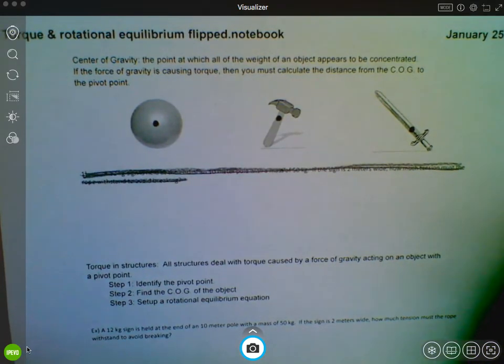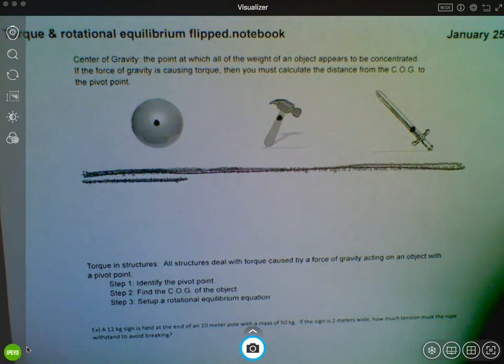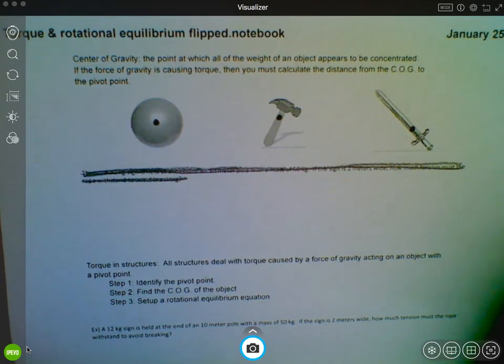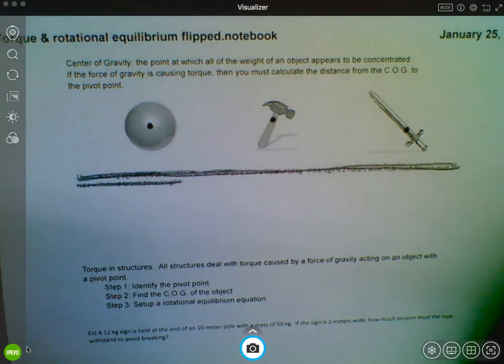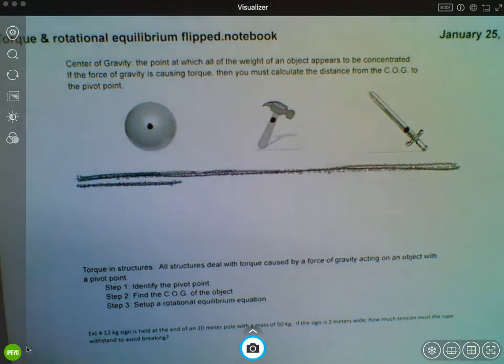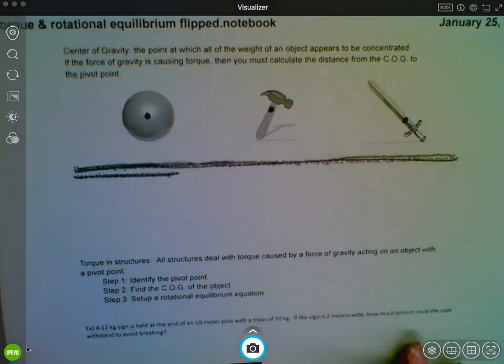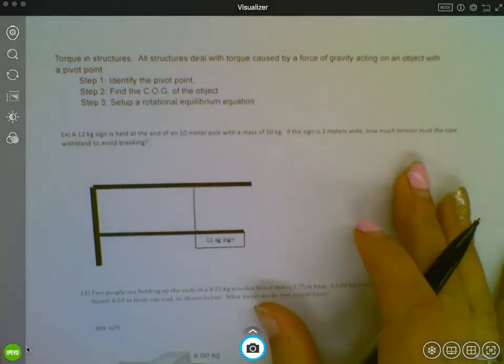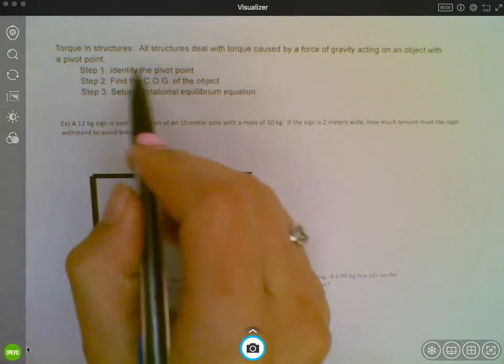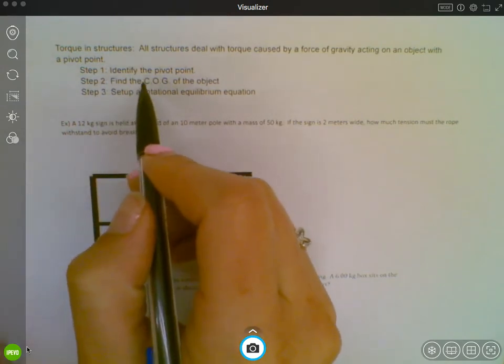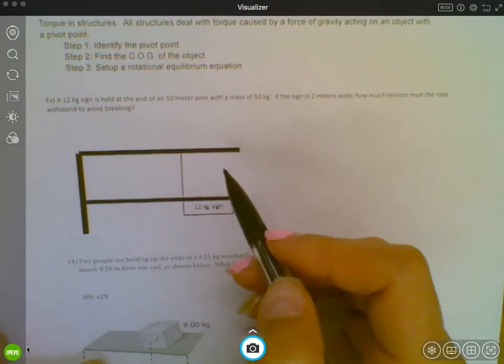I'll show you why this is important, but most of the time, the center of gravity is in the center unless they tell you otherwise. So you can assume the center of gravity is in the middle unless they tell you otherwise. Okay? All right, let's do a few more. These are essentially the same steps that I showed you before. I just put them over here so you have them as a reminder.